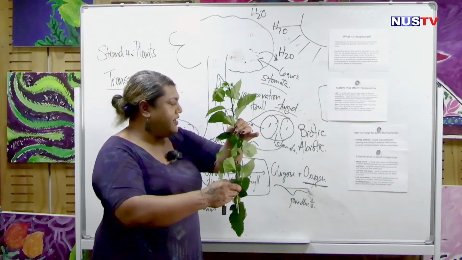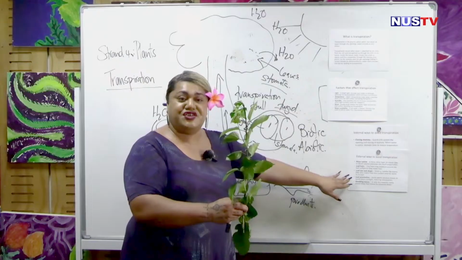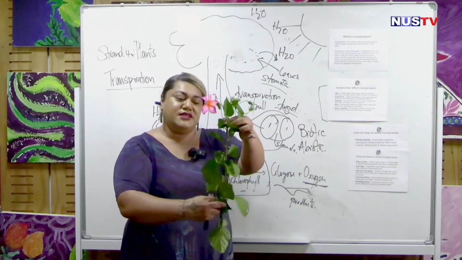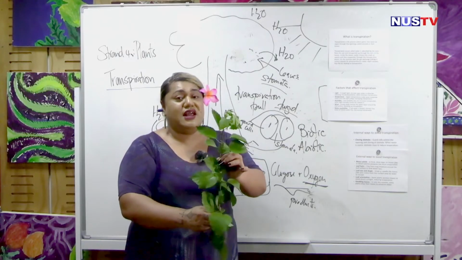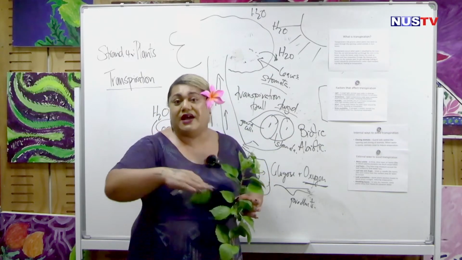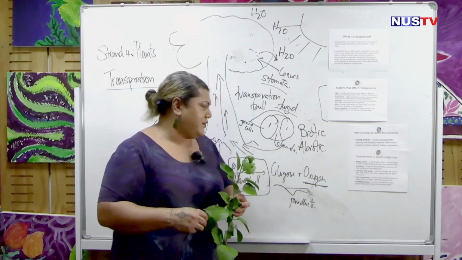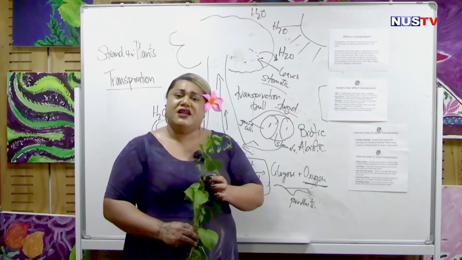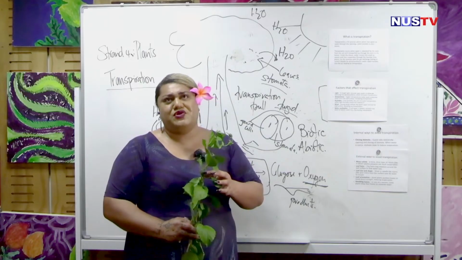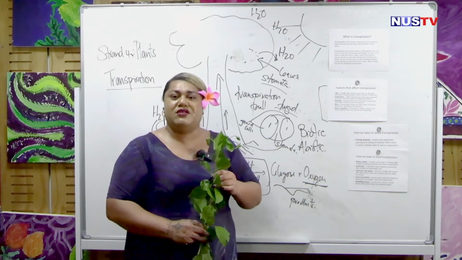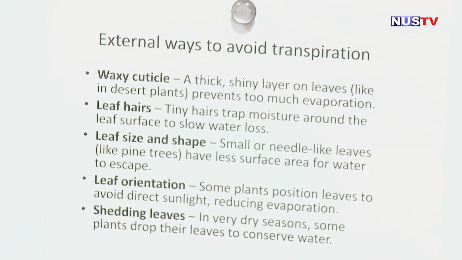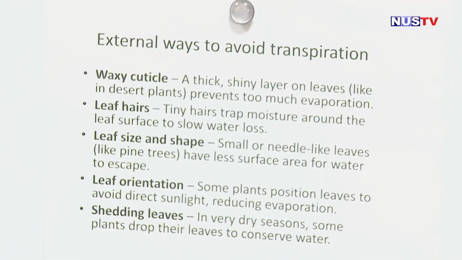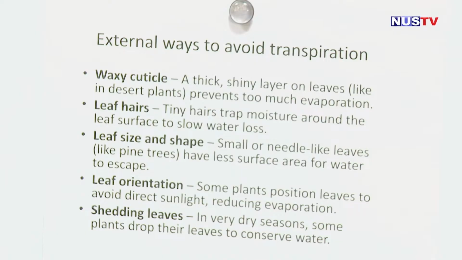So leaf size, leaf shape, and the leaf orientation, the arrangement of the leaves. And the last part I've mentioned before is the shedding of the leaves. So in other countries, during autumn, the leaves fall off. During the season of winter, when there's hardly any sunlight.